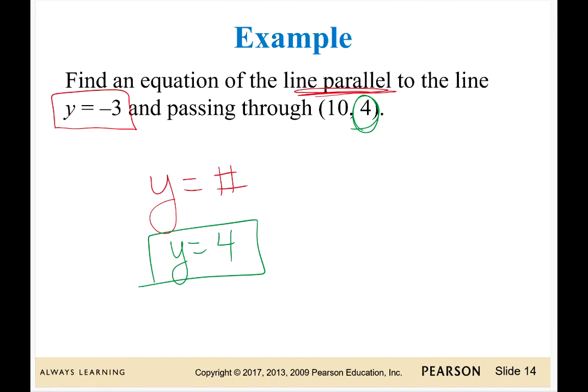Again, lots of retained information that you have to remember. You had to remember horizontal lines. You had to remember what parallel meant. So definitely retention of old information is going to be important.